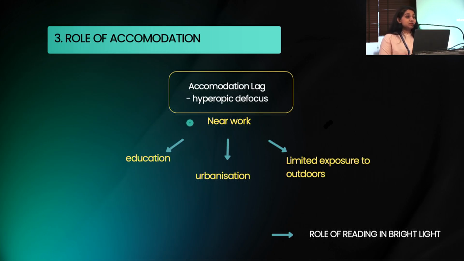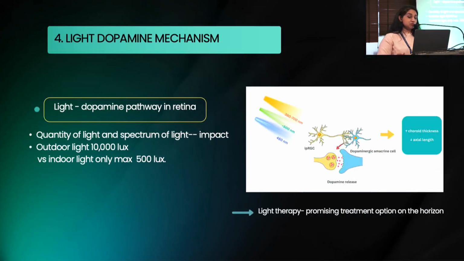So that is why lifestyle modification is important. And also there's a big role of reading in bright light. What happens in bright light is that when the child is reading a book in bright light, miosis happens, thereby increasing the depth of focus. So that can compensate for the little bit of accommodation lag that the child already has. So that is again another importance of bright light.